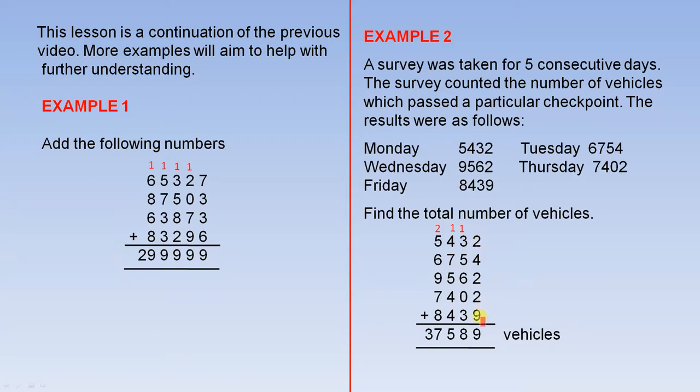Now the first column gives us 19. Put down the 9 and there's the 1. Second column gives you 18. There's the 8 and there's the 1. Third column gives you 25. There's the 2 and there's the 5. And the last column gives you 37. So it's 37,589 vehicles.